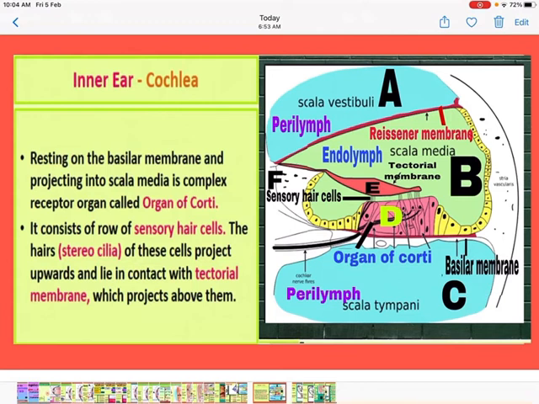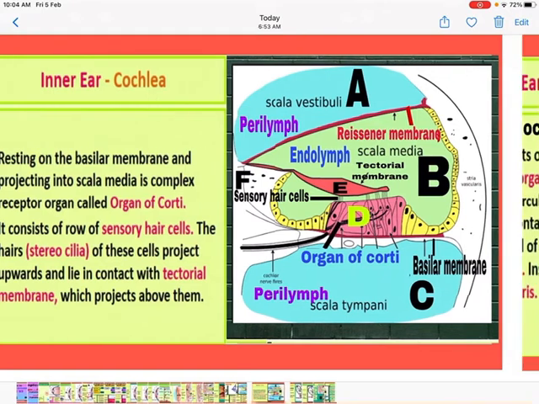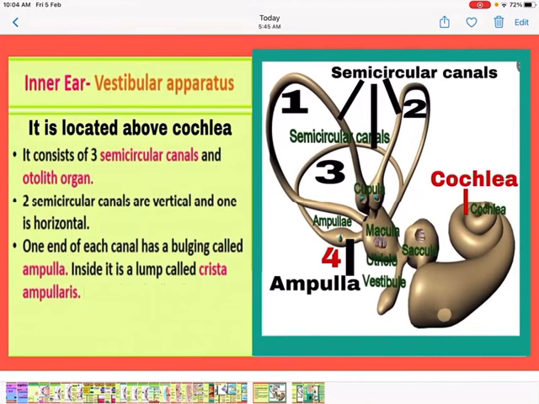Now let us quickly see all the parts of the cochlea. Labeling A is scala vestibuli, B is scala media, between A and B is the Reissner's membrane, C is scala tympani, between B and C is the basilar membrane, D is the organ of Corti, E is the tectorial membrane and F are sensory hair cells.